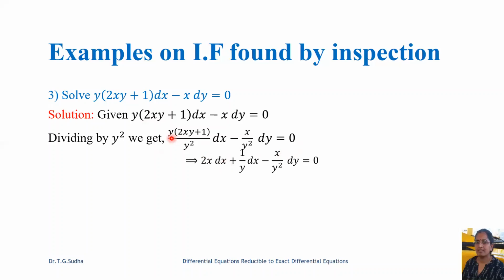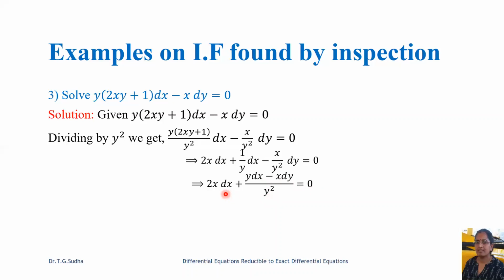Let us cancel out 1 by y and one more y within the bracket you have. So y square divided by y square will get 2x dx. Next, when we multiply the second term, we get y by y square. So we get 1 by y dx minus x by y square dy equal to 0. In the next step, let us combine these two terms, that is the second and the third term, by taking LCM y square. So we get y dx minus x dy divided by y square equal to 0.